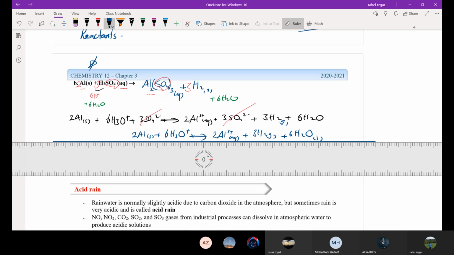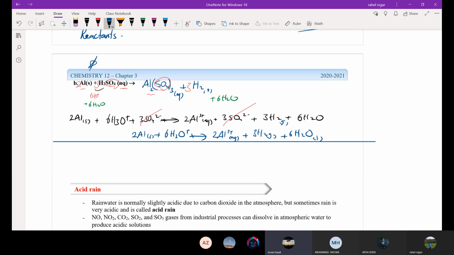Teacher? Yes. In the ministry exam, should we simplify this? Of course. In the ministry exam, in one of the years, it said, what is the net ionic equation? So this is the net ionic equation. It says, what is the net ionic equation of this reaction? One of the options was this one.